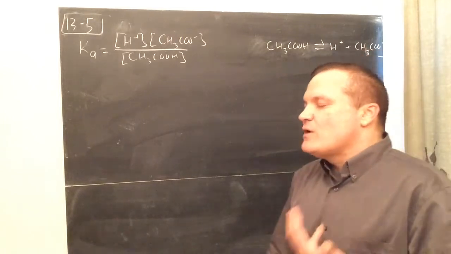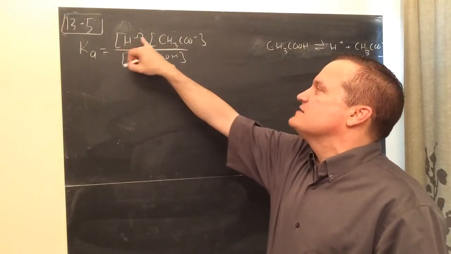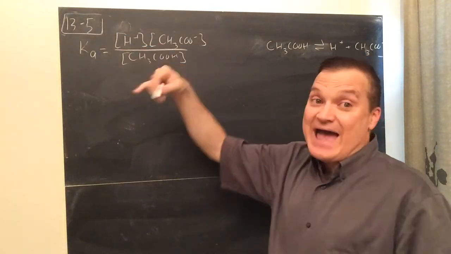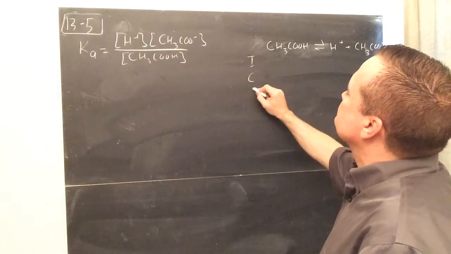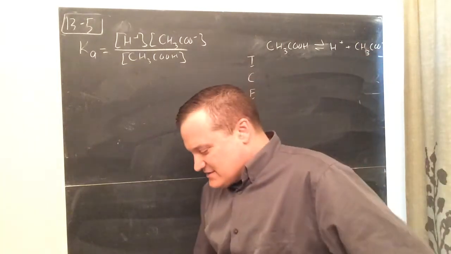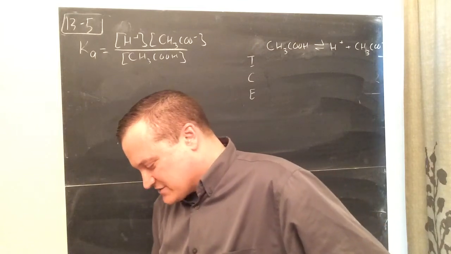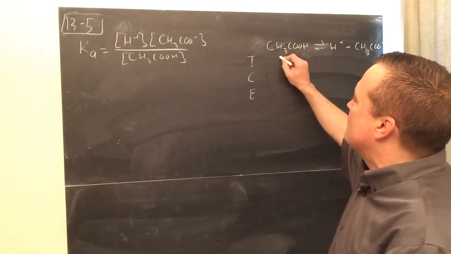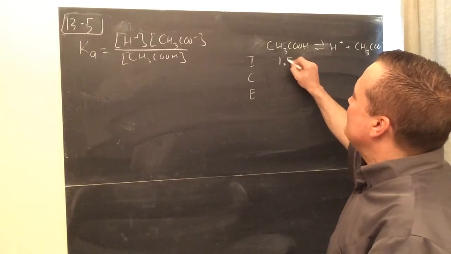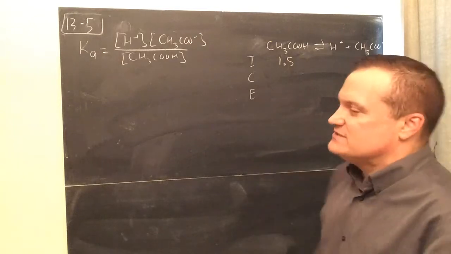Now they want you to find the molarity of H plus and CH3COO negative at equilibrium. To do that, we use the icebox. Now when it says in a 1.5 molar solution, what is the concentration? This is the same thing as in the gas stuff that we did before. You're going to write the initial molarity as 1.5 molar for CH3COOH.